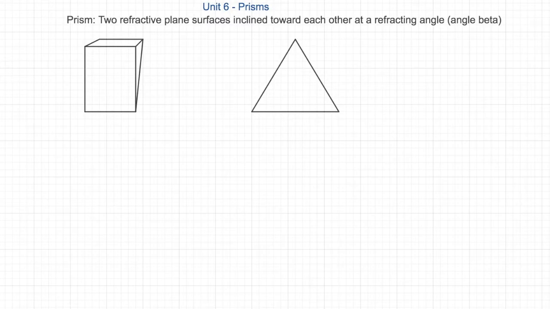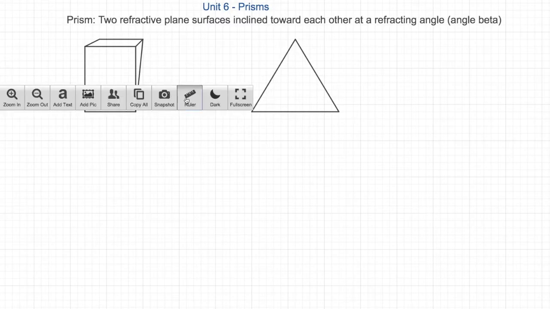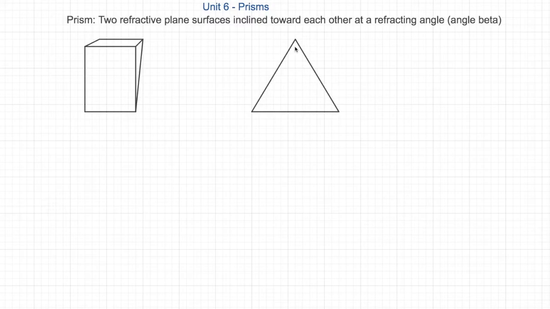So the definition of a prism is two refractive plane surfaces inclined toward each other at a refracting angle, and we call that angle beta. So I have two prisms shown here. Prism on the left is face front. Prism on the right is edgewise. And there's angle beta in the prism on the right. And we'll squeeze in angle beta over there in the prism on the left.